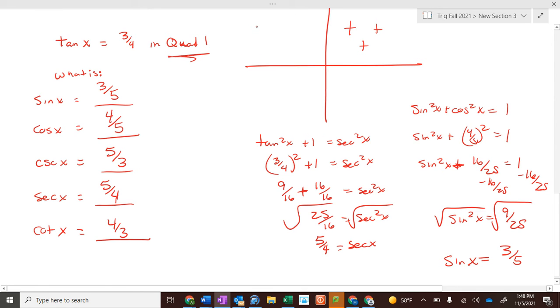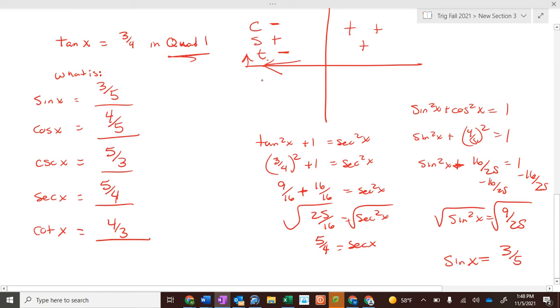When you're in quadrant 2, cosine, because we're going left on the x-axis, cosine is negative. Sine, because we're going up, is positive. Tangent is sine over cosine. Positive over negative is a negative. And then their reciprocals are like signs.